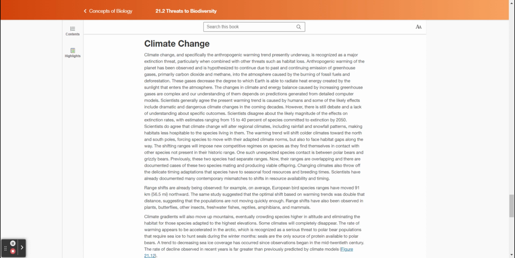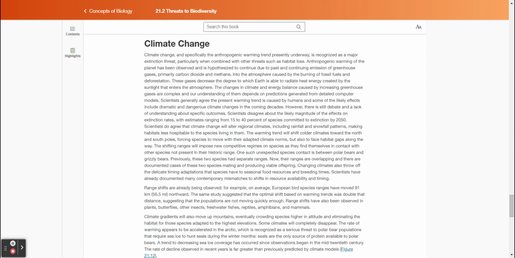These gases decrease the degree to which Earth is able to radiate heat energy created by sunlight that enters the atmosphere. The changes in climate and energy balance caused by increasing greenhouse gases are complex, and our understanding of them depends on predictions generated from detailed computer models. Scientists generally agree that the present warming trend is caused by humans, and some of the likely effects include dramatic and dangerous climate changes in the coming decades. However, there is still debate and a lack of understanding about specific outcomes.